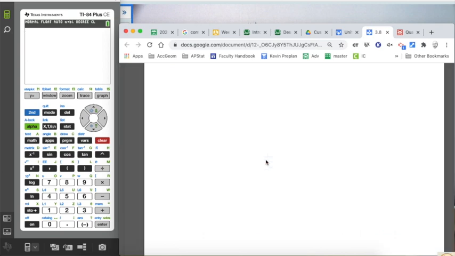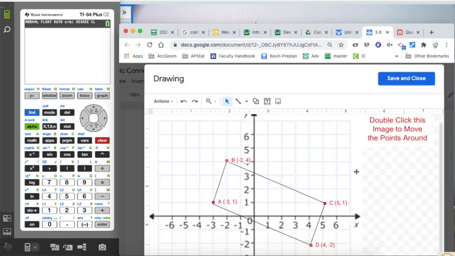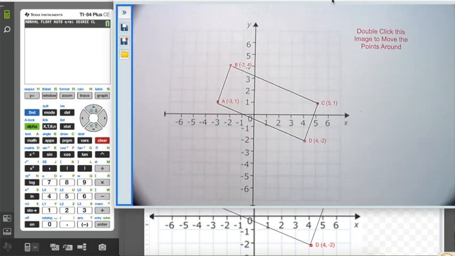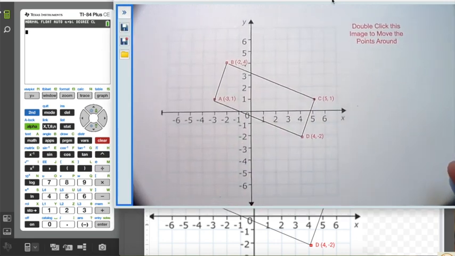When you get to the first problem, if you double click on that image, you can actually move the points around and even draw in the side lengths of that quadrilateral if you want. The question is, what kind of quadrilateral is this? Is it a parallelogram that kind of looks like a rectangle? We're going to get into it.